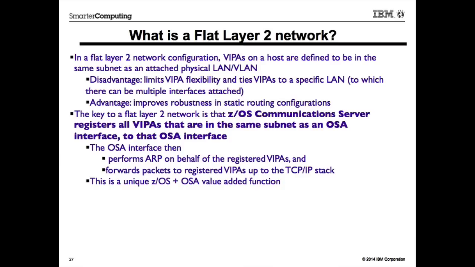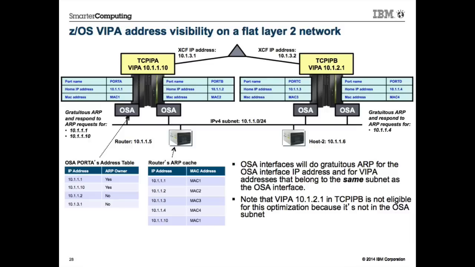So the reason a flat layer 2 network is powerful is because z/OS Communications Server and OSA work together. z/OS Communications Server registers all VIPAs that are in the same subnet to an OSA interface. I'll show that on a slide if that is confusing. But what that means is the OSA performs ARP on behalf of the registered VIPAs, and it forwards packets for registered VIPAs to the TCP/IP stack. And this is a unique z/OS plus OSA value-added function. Now if this is confusing, let's go to the next slide where we have a picture.